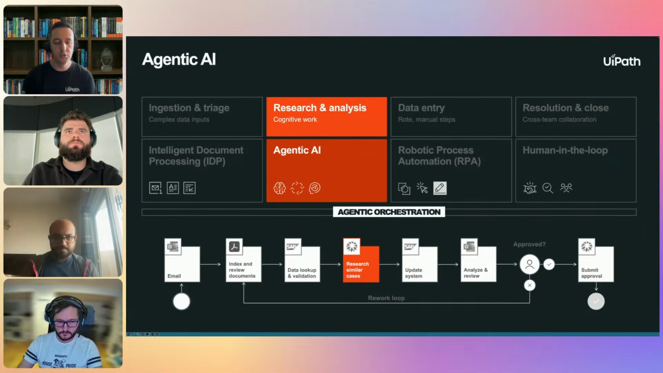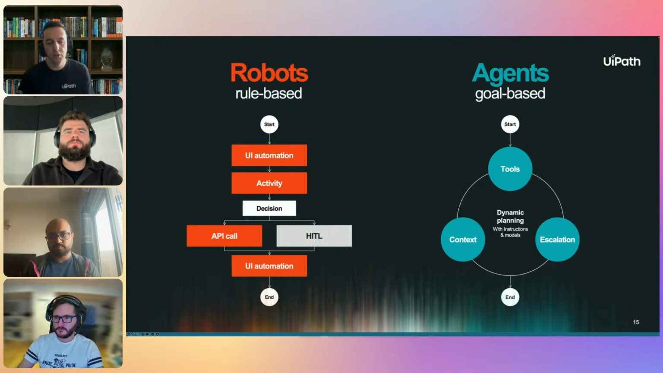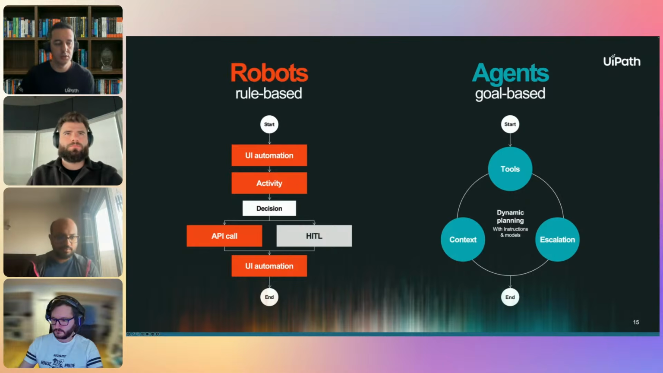Now, if we are to take one more step into the whole process and how we solve it, moving to the agentic AI bits, let's maybe do an intro to our agents. If we are to take a look on the left, you have your rule-based robots execution that is quite deterministic, your agents on the right are actually goal-based. They have dynamic planning with instructions and models in place. They can access data based on certain context given with tools that you provide and can escalate when needed.